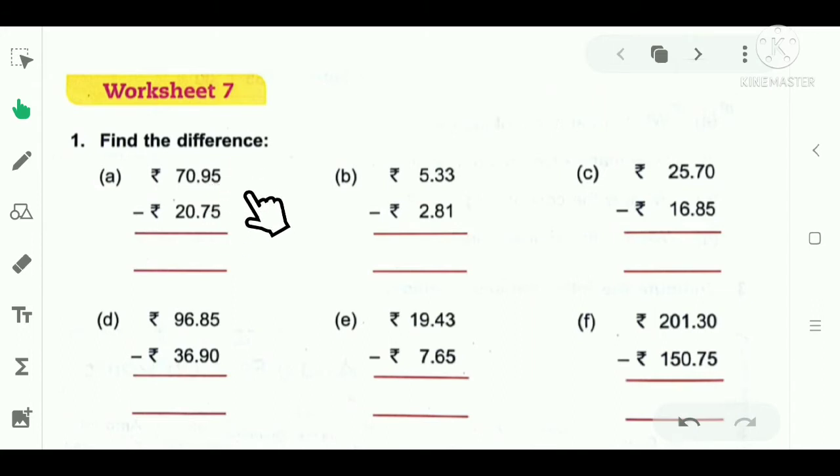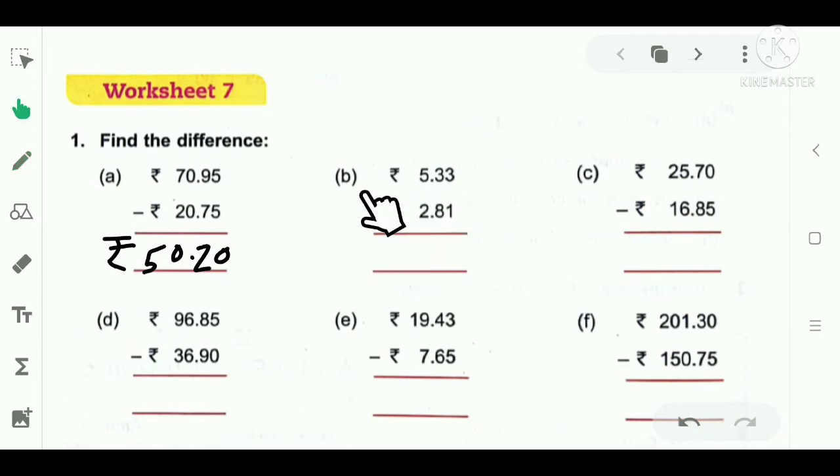Now how to subtract? Always start subtraction from the right side. So firstly we will subtract this 5 from this 5. 5 minus 5 is 0. Then 9 minus 7 is 2. So write down 2. And before that there is a point. So point we will write. Then 0 minus 0 is 0. 7 minus 2 is 5. So rupees 50 rupees 20 paise. 50 rupees 25 paise is the answer.